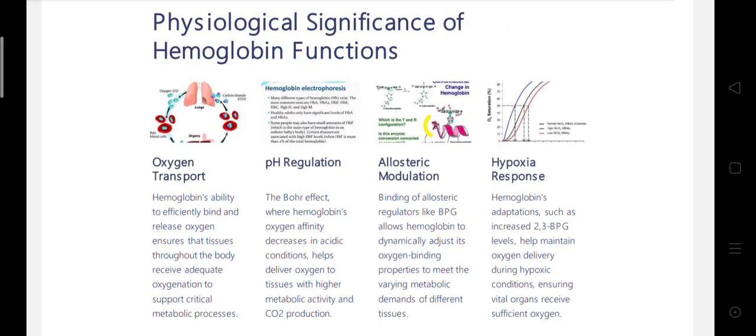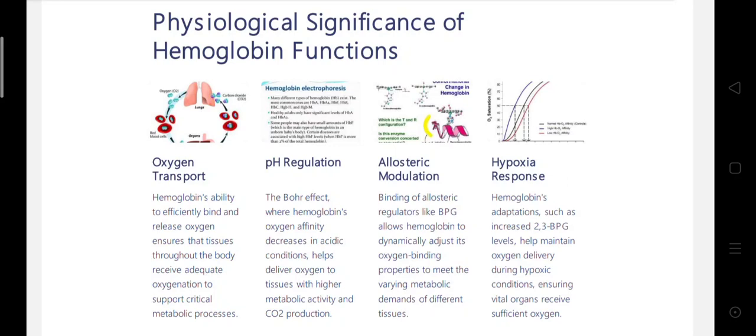Now, the physiological significance of hemoglobin functions. So, first is oxygen transport. Hemoglobin's ability to efficiently bind and release oxygen ensures that tissue throughout the body receive adequate oxygenation to support critical metabolic processes. Second, pH regulation.